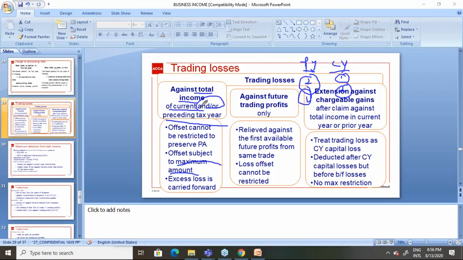Now, along with this relief, there is another relief extended. You can set off your trading losses not only against your total income, but also against the chargeable gains of the current year and or the previous year.